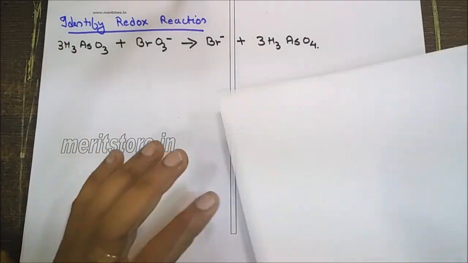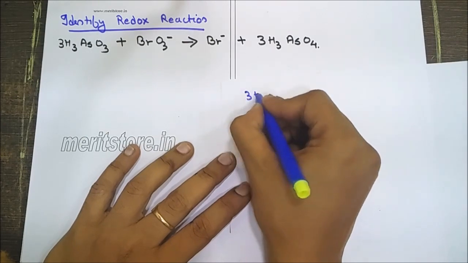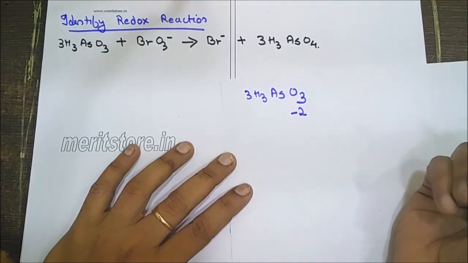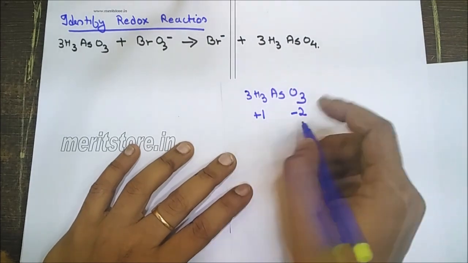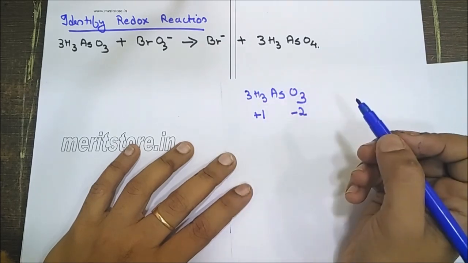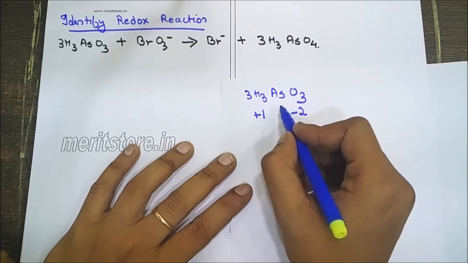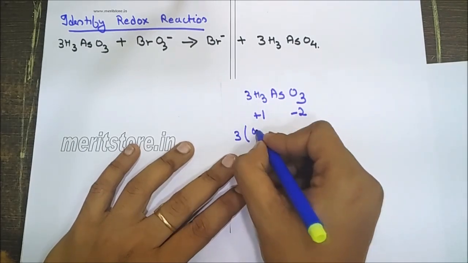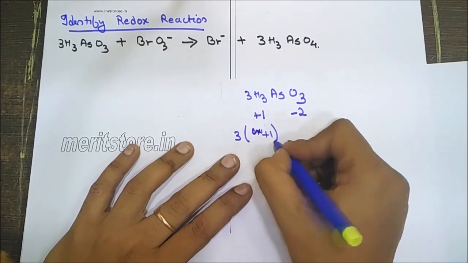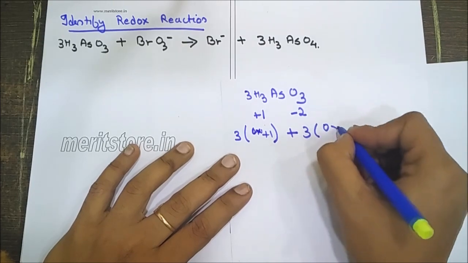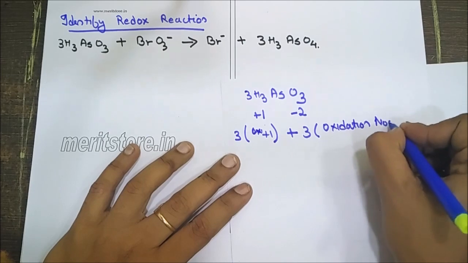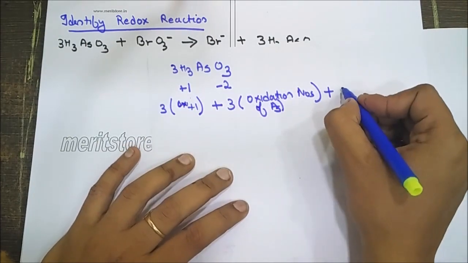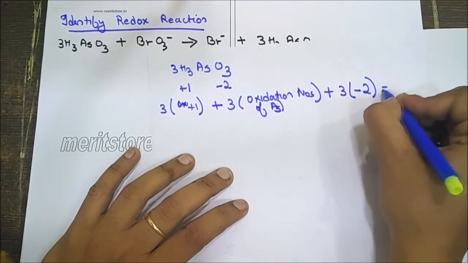So let's see this compound first. See, what does it say? 3H3AsO3. Now we know each oxygen atom will be having an oxidation number of minus 2. Hydrogen would be having plus 1. So we have to recollect that the algebraic sum of the oxidation numbers of all the atoms in a polyatomic ion would be, if it's a neutral molecule, equal to 0. So it's this way: 3 into the oxidation number of hydrogen, which is how much? Plus 1. Plus 3 into the oxidation number of As plus 3 into the oxidation number of oxygen, which would be minus 2, and this entire thing has to be 0.